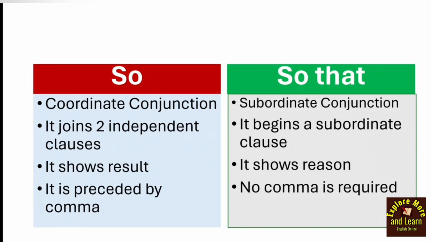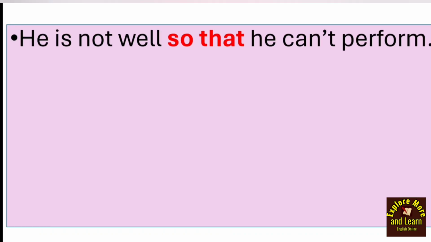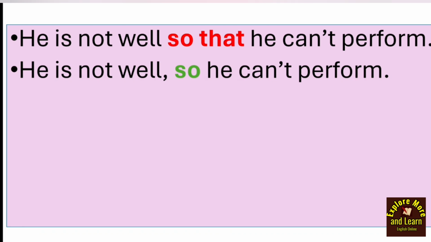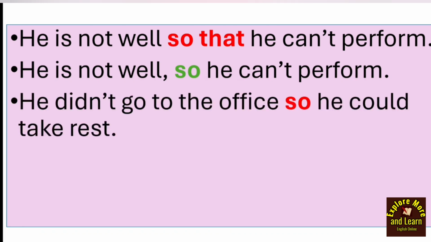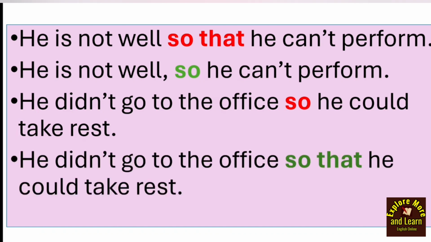Now let's understand the sentences which I asked in the beginning, or the examples which I have given in the beginning. So these were the examples. He is not well, so that he can't perform. So this is an incorrect sentence. What is the correct one? He is not well, so he can't perform. Okay. He didn't go to the office, so he could take rest. Now the appropriate sentence will be, he didn't go to the office so that he could take rest. I hope you have understood these sentences well.